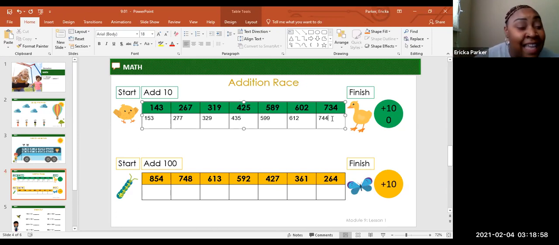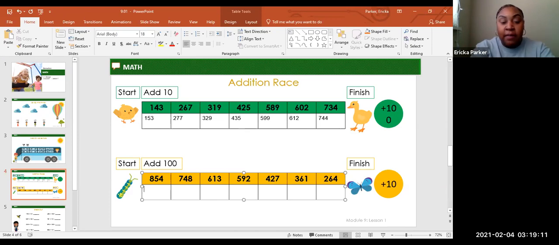Remember, this is easy because all of you know your tens. Now, on to your hundreds, okay? So if we added 100 to 854, that'd be 954, okay? Tell me.